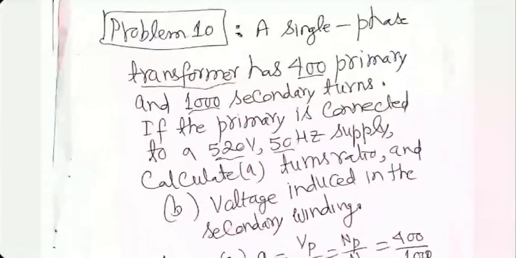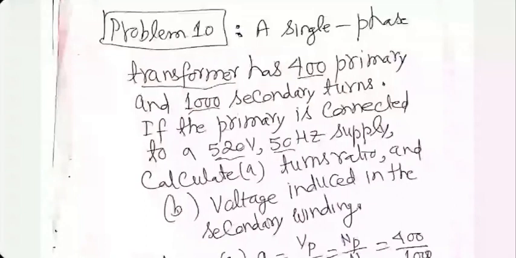I think this is the last one. A single phase transformer has 400 primary and 1000 secondary turns. It's a step up. The primary is connected to a 520 volt 50 hertz supply. Calculate turns ratio, which is very easy anyway. 400 divided by 1000, which is 0.4. And calculate the voltage induced in the secondary winding. They are saying voltage. What they mean is EMF, assuming that windings have no losses.